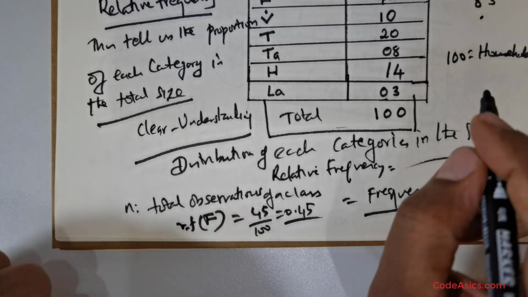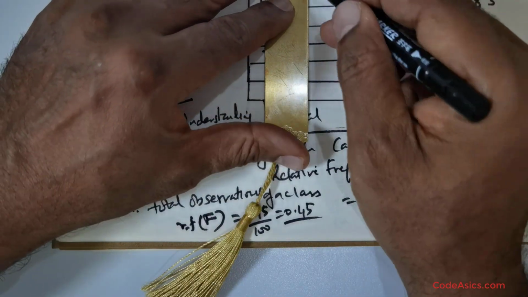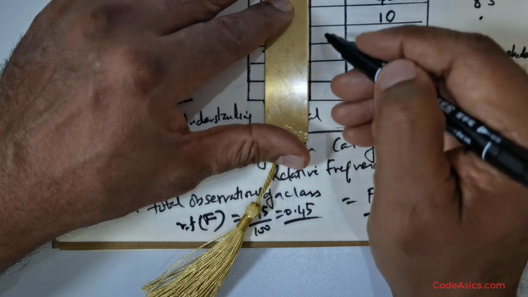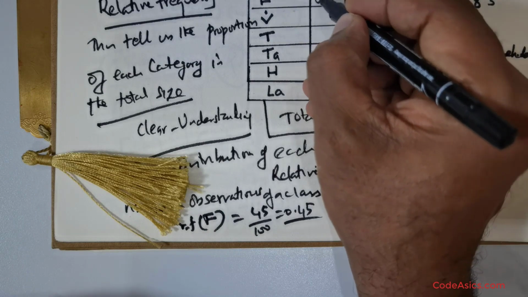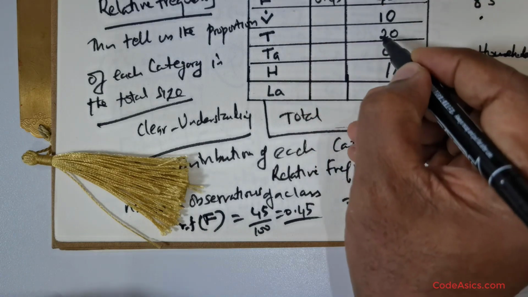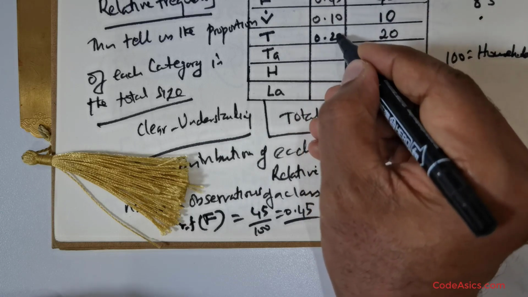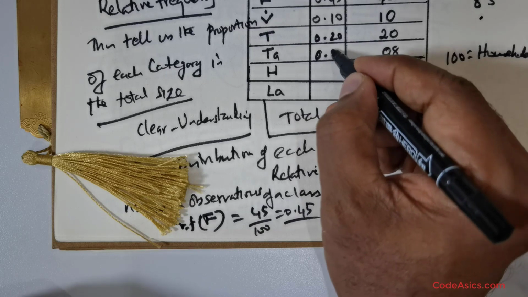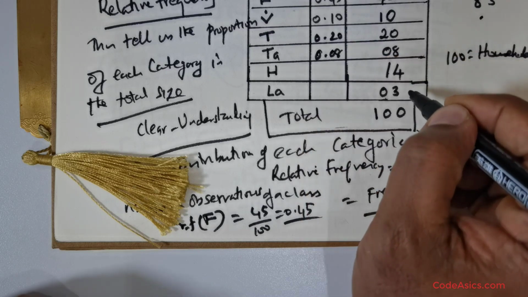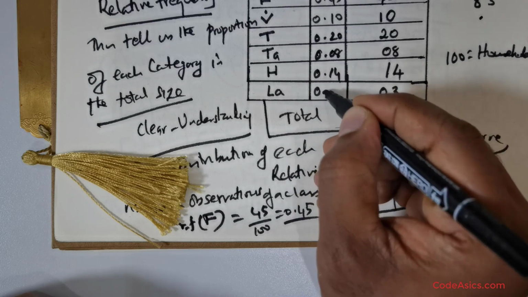Now I will just draw a bar like this, so that I don't have to move to the next page. So this is going to be R.F., relative frequency. This is going to be 0.45. This is going to be 0.10 divided by 100. This is going to be 0.20. This is going to be 0.08. This is going to be 0.14. And this is going to be 0.03.